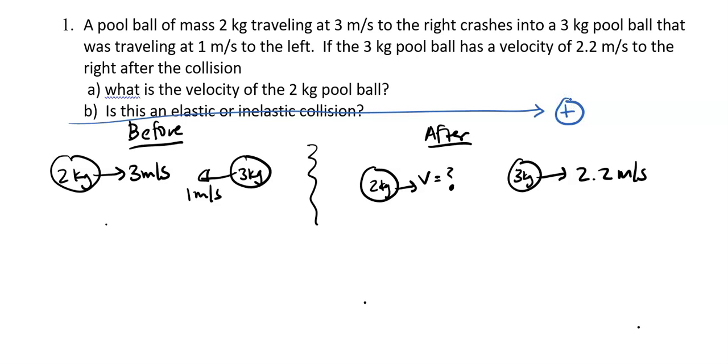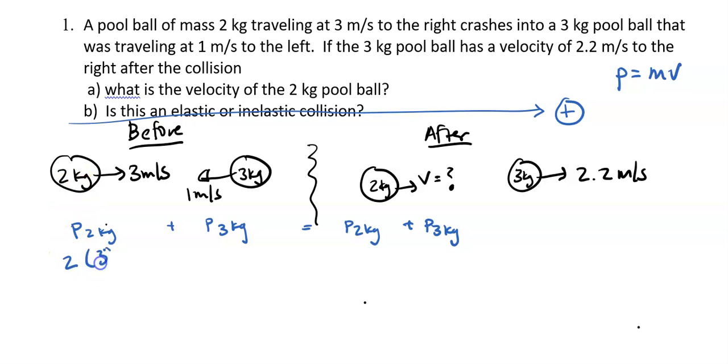So we have momentum of the 2 kilogram ball plus momentum of the 3 kilogram ball equals momentum of the 2 after plus momentum of the 3 after. And again, we know our equation for momentum is mass times velocity. So I'll multiply mass times velocity for each one. We have 2 times 3 plus 3 times, this one is going to the left, so I'm going to call that -1.